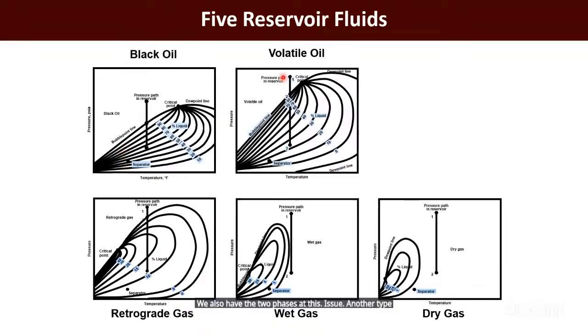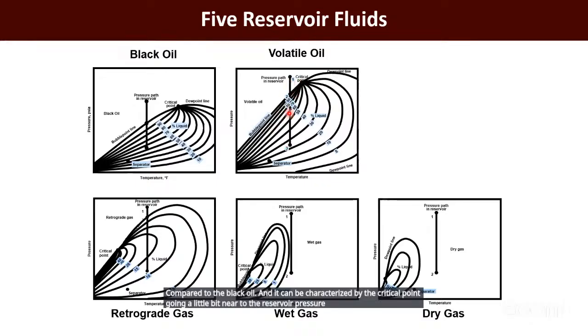Another type of oil is called the volatile oil. In a few words, it's a more gaseous oil. It has a higher gas oil ratio compared to the black oil, and it can be characterized by the critical point moving a little bit nearer to the reservoir pressure.